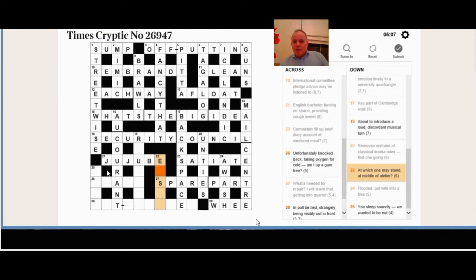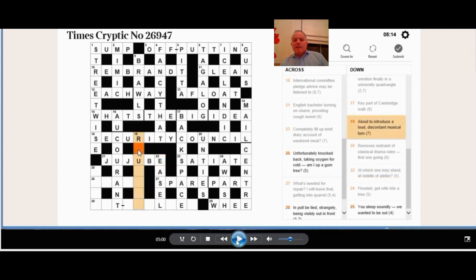Now, 22 across, at which one may stand. Well, there's a phrase beginning at, which means a way to stand. And then at middle of atelier is giving us the letter L. So you can stand at ease. And if you stand at ease at something in the middle of your atelier, that's kind of an and literally so clue for easel. Very neat as well.